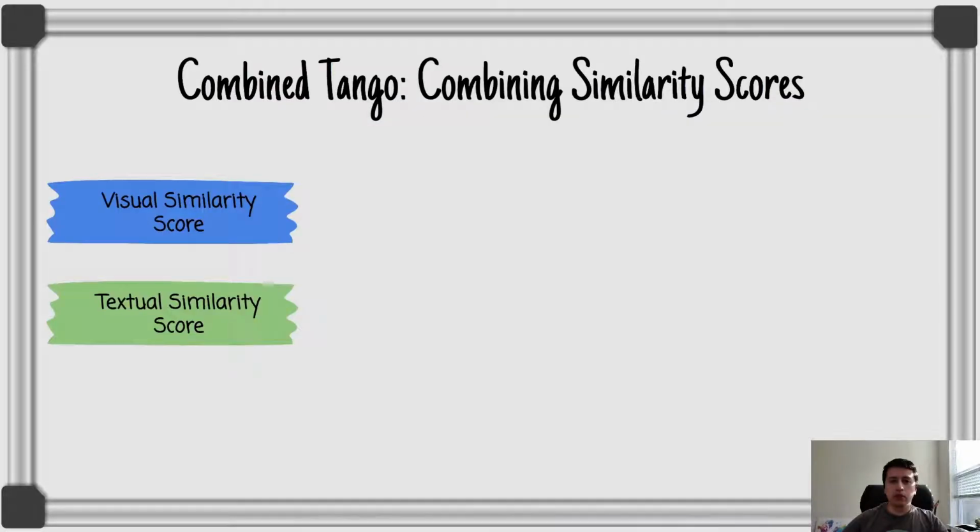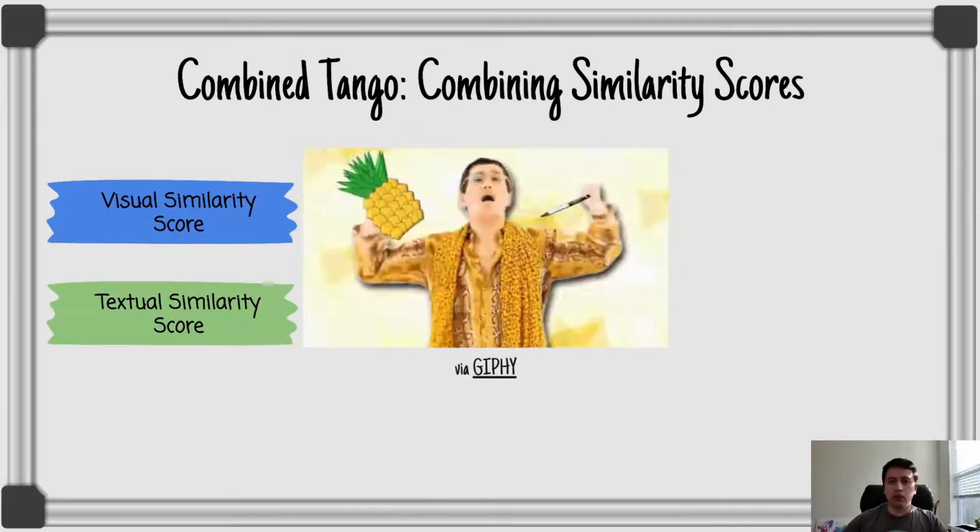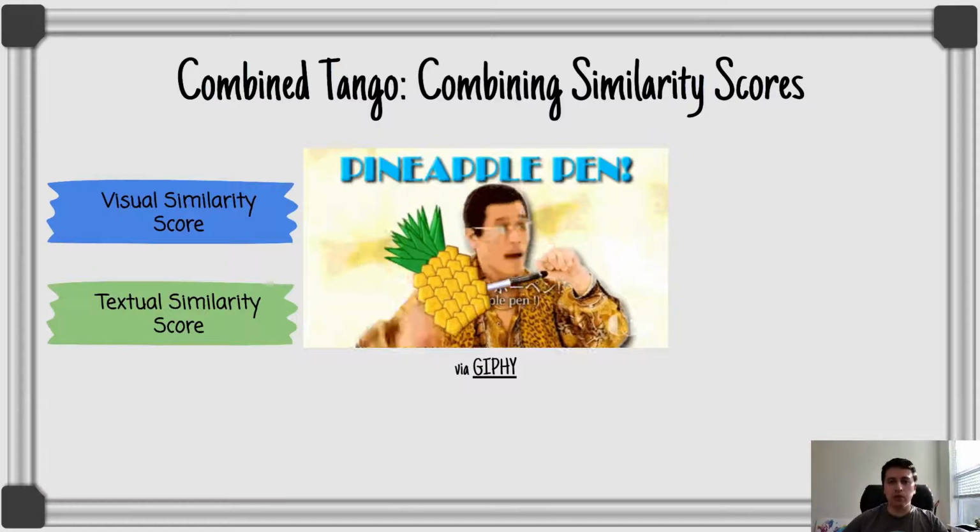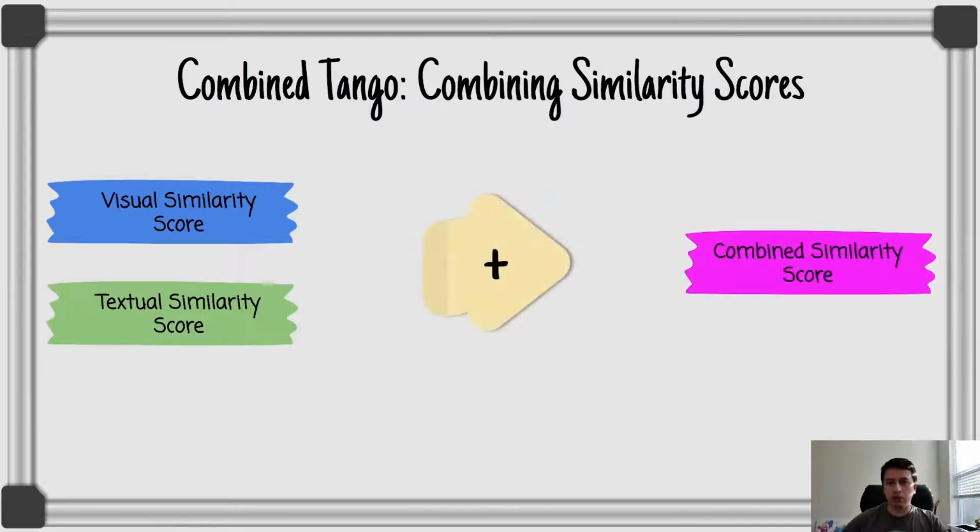Once Tango computes the two similarity scores, one based on visual information and one based on textual information, Tango combines these scores using a linear combination to produce a final similarity score. Based on this combined similarity score, Tango produces a ranked list of videos from the corpus that are likely to depict the same bug as the query video.